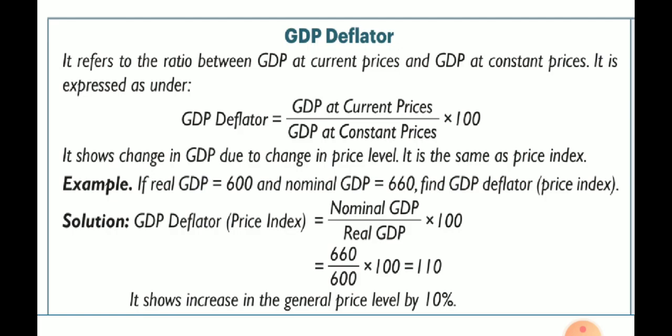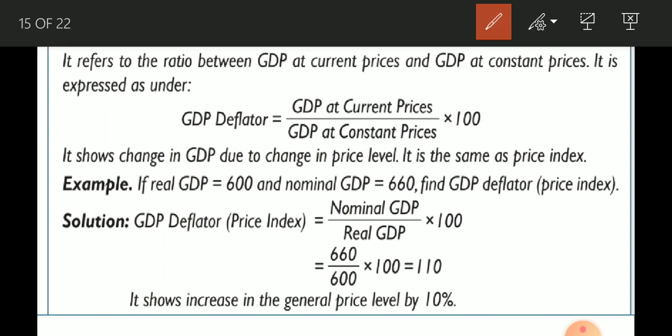Now, next topic, GDP deflator. What is GDP deflator? It refers to the ratio between GDP at current price and GDP at constant price. It is expressed as GDP at current price upon GDP at constant price multiply 100. Otherwise, we can write it as nominal GDP upon real GDP multiply 100.